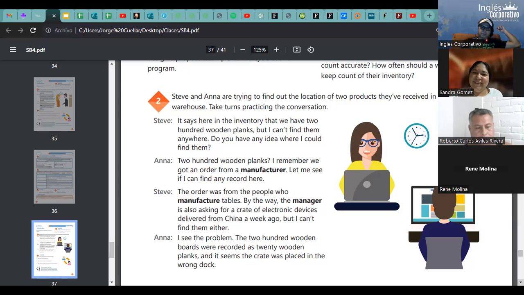200 wooden planks. I remember we got an order for a manufacturer, let me see if I can find any record here. The order was from the people who manufacture tables. By the way, the manager is also asking for a crate of electronic devices delivered from China a week ago, but I can't find them either. I see the problem. The 200 wooden boards were recorded as 20 wooden planks, and I think the crate was placed in the wrong dock. Very good, perfect, thank you.